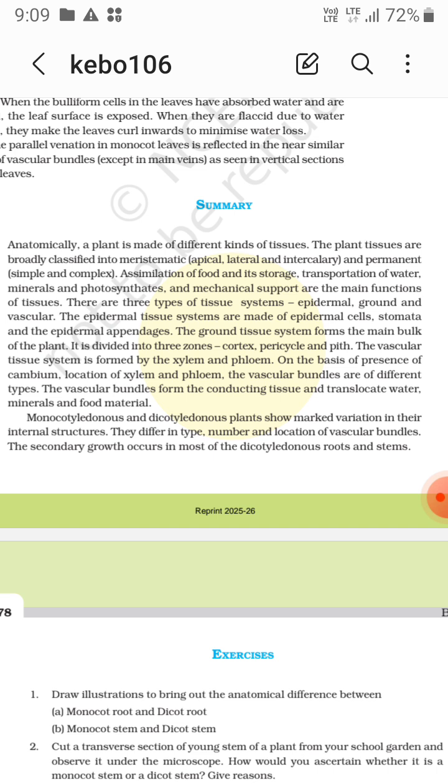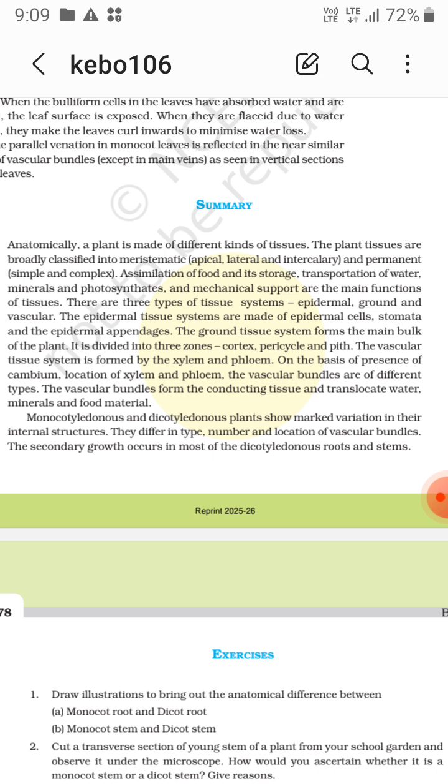Now what are the meristematic tissues? These are apical meristematic tissue, lateral meristematic tissue, or intercalary meristematic tissue. Now what about the permanent tissues? They are simple and they are complex, as I told you. So plant tissues can be meristematic and permanent, right?